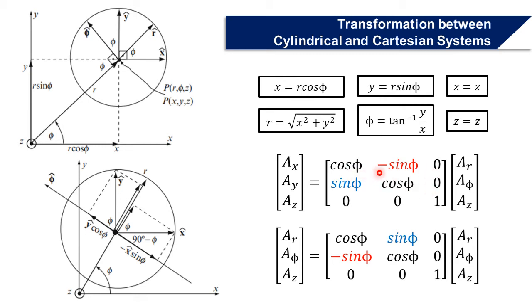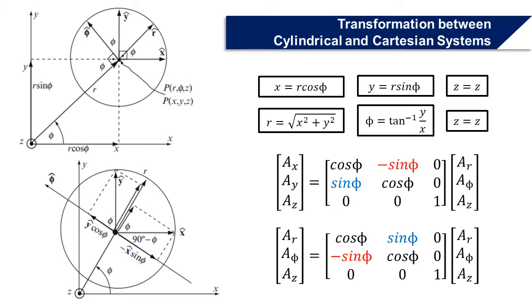Cosine phi, negative sine phi, 0. Sine phi, cosine phi, 0. And then we have 0, 0, 1. Multiply natin yan sa matrix ng given. Dito natin nilalagay yung given. Kung cylindrical coordinates yung given at gusto natin ibalik sa Cartesian, dito natin lalagay yung numerical value ng mga magnitudes ng components ng ating vector.